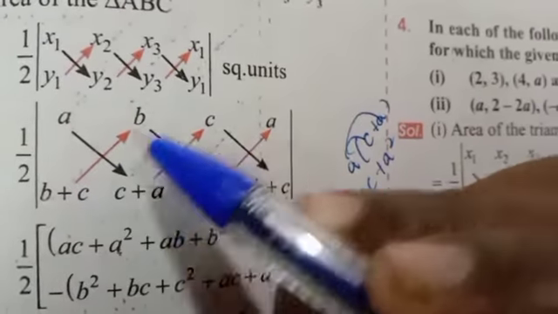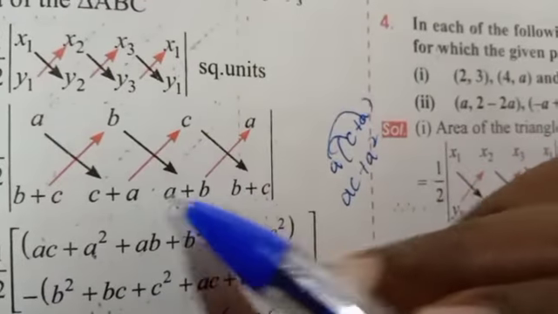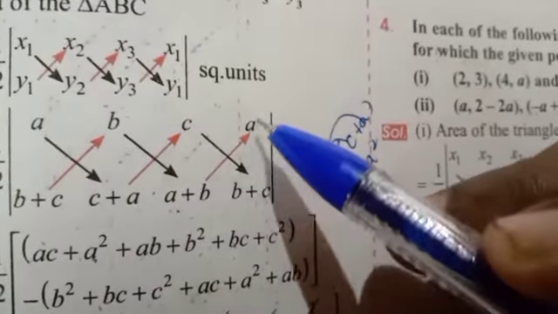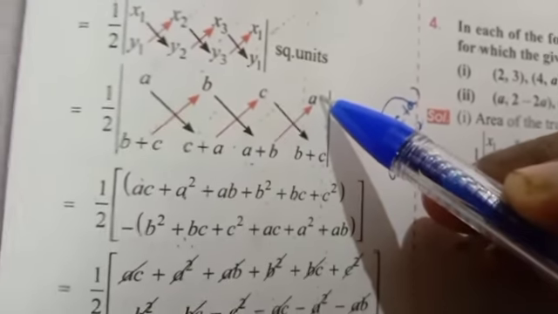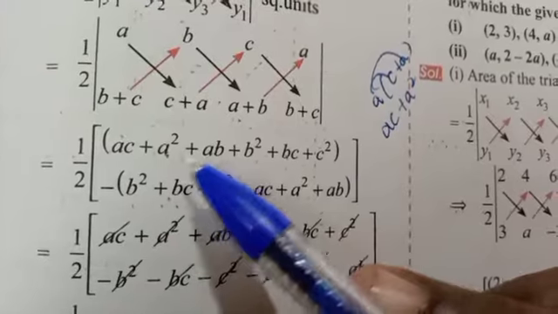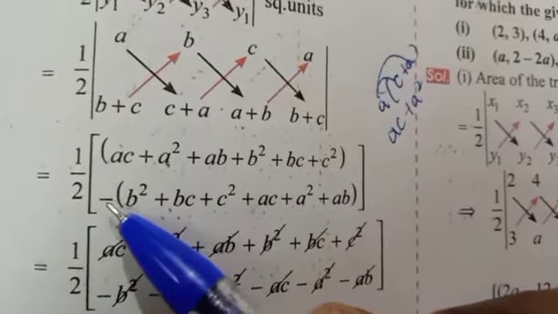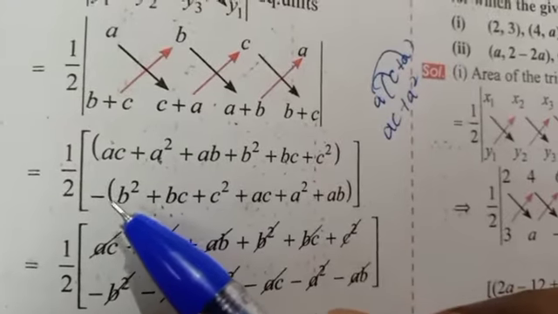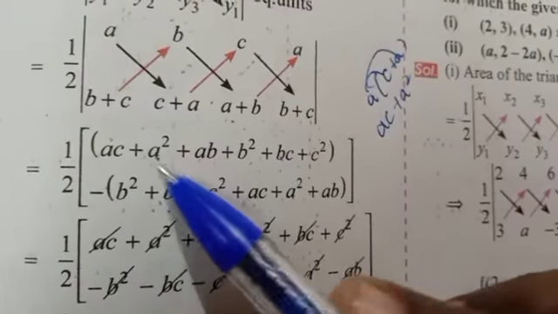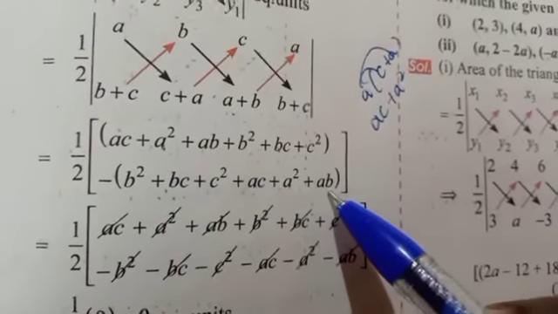So that is b square plus bc, c square plus ac, a square plus ab. Okay students, now you have to remove the bracket. The first group doesn't get any changes. Then the second one has a minus outside, so when we take it inside, the signs change: minus b square minus bc minus c square minus ac minus a square minus ab.